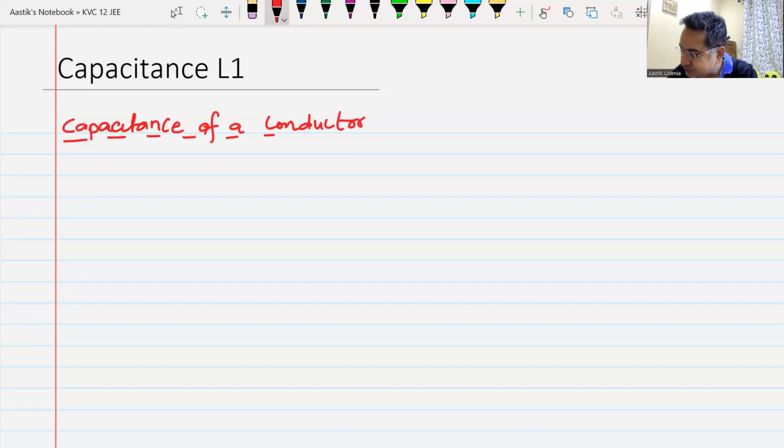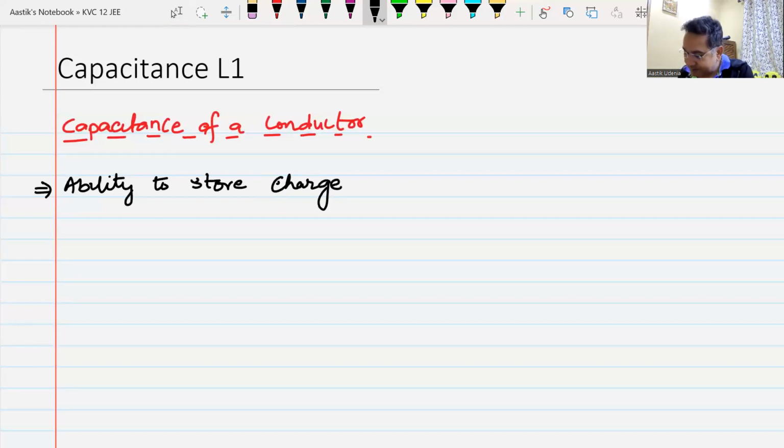The amount of charge that can conduct through a conductor. Do you understand what it means in the language of understanding? Okay, capacitance of a conductor is the measure of its ability. Capacitance of a conductor is the measure of its ability to store what? To store charge.